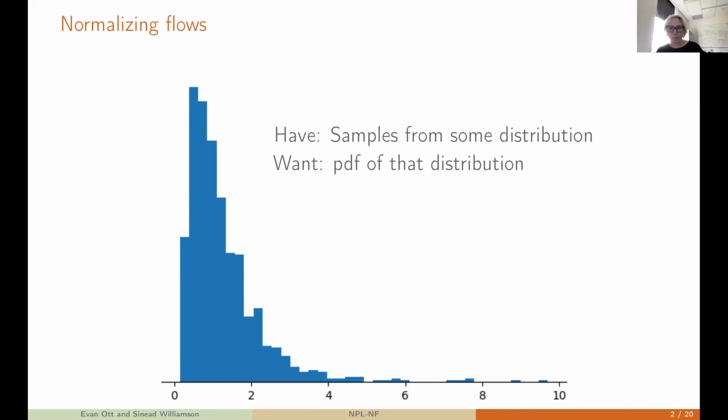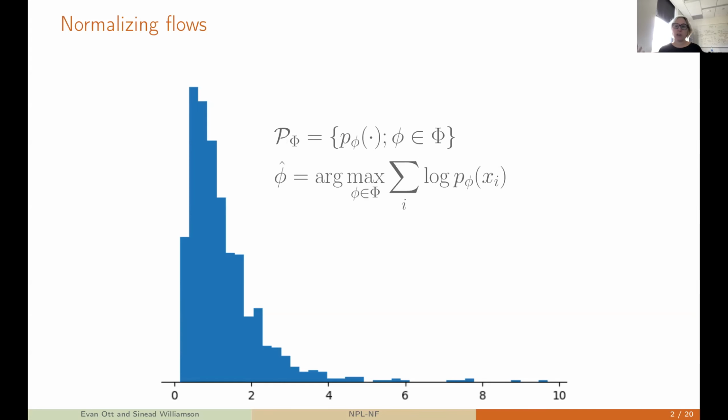So the basic problem, standard one in statistics, is we have samples from some distribution. So this running example is a little 1D histogram of samples, and I want to know the PDF of that distribution. So typically what I'm going to do is say, I'm going to assume some parametric form for that PDF. Okay, so I'll specify a family of distributions. I'm going to be working entirely in continuous distributions with PDFs here.